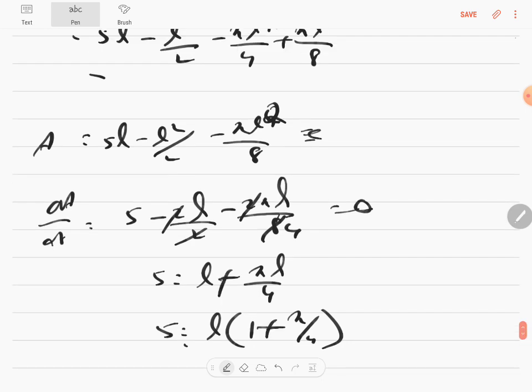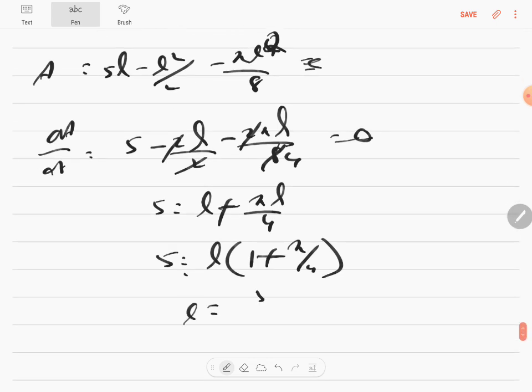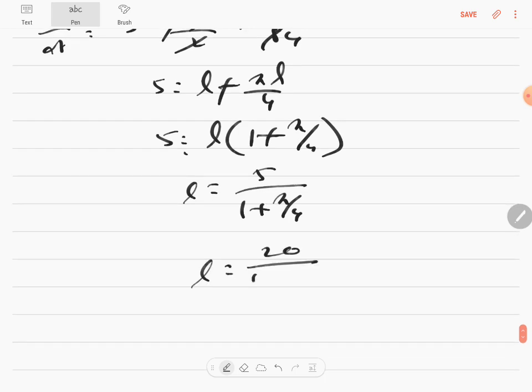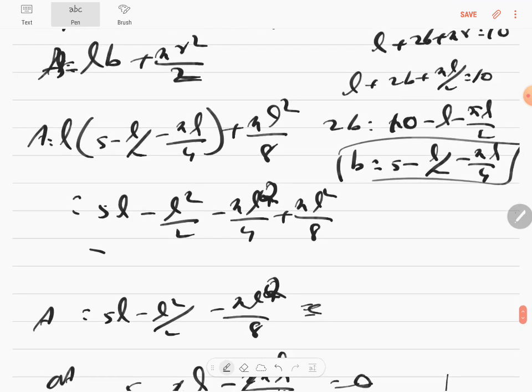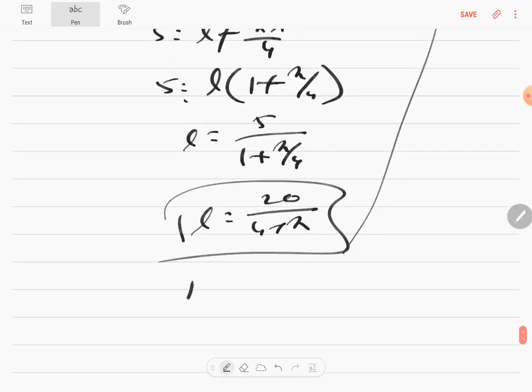Oh my god, what mistakes am I making? Take it to the other side, it will become plus. So L is equal to 5 by 1 plus pi by 4. So L is equal to 20 by 4 plus pi. I got my length. Now substitute it here, you get the breadth. Breadth will be half of this: 10 by 4 plus pi.